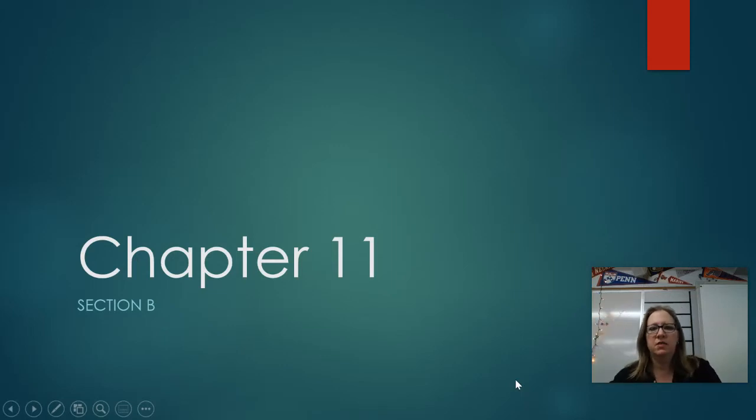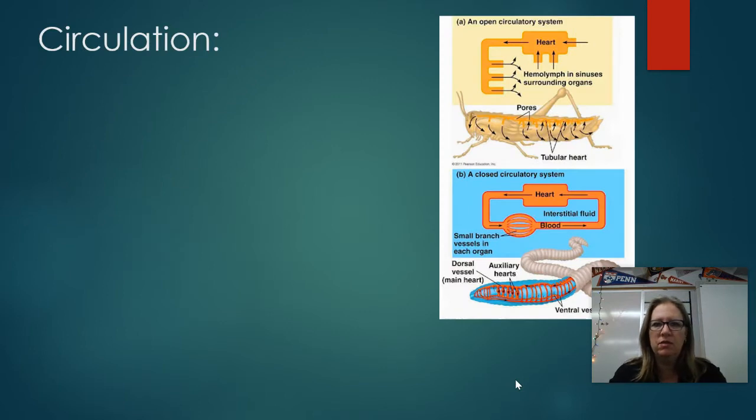Hi guys, going to cover section B of chapter 11 today. Kind of a quick section, just two little things to talk about. We're going to talk about the circulatory system and the respiratory system. Very brief because we're going to spend more time on those later.